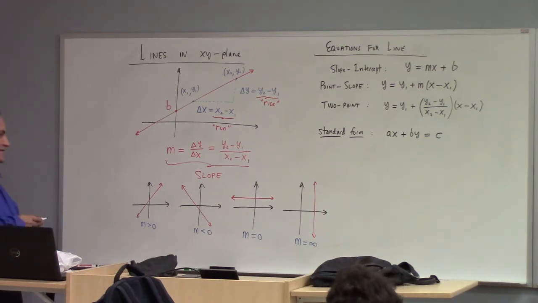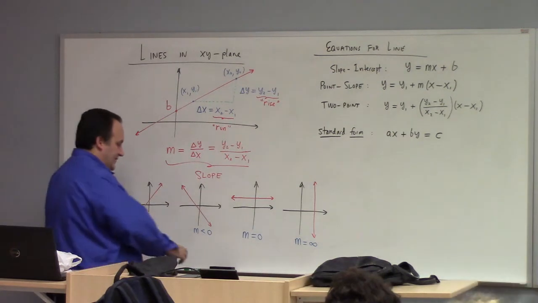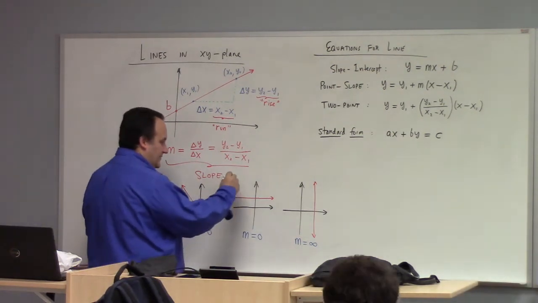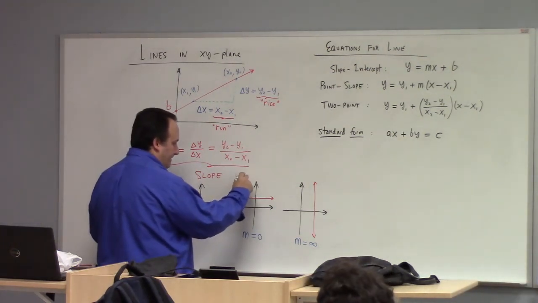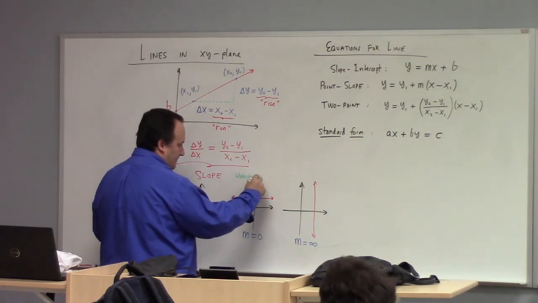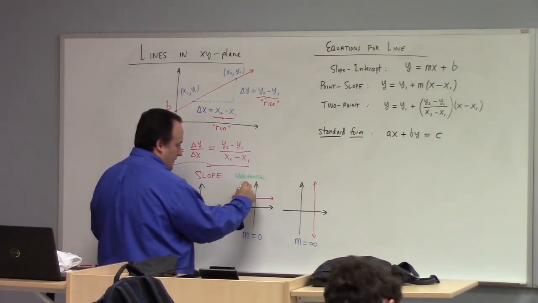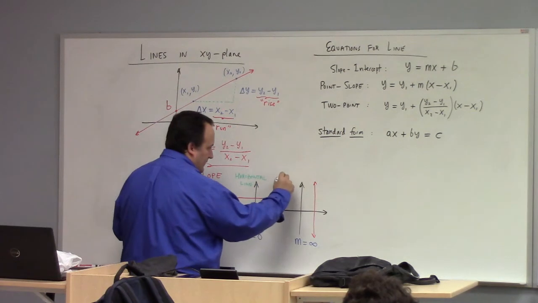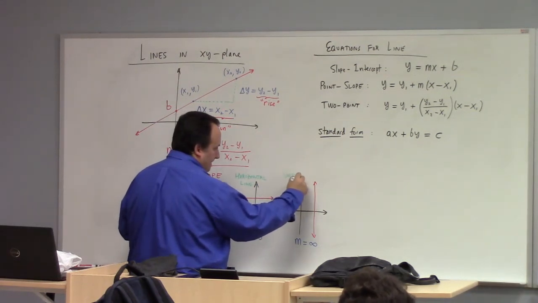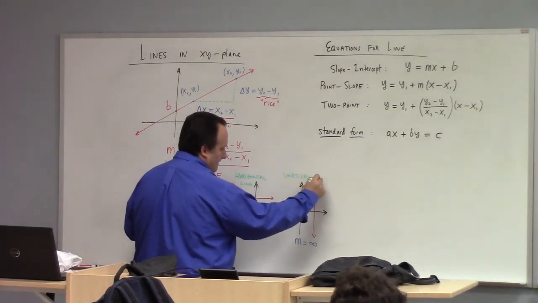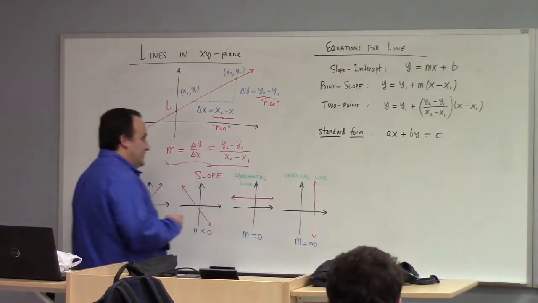So the last 2 cases, these are really special lines. They have their own names, right? This is the so-called horizontal line, right? Horizontal. And this guy is a vertical line. Vertical lines are kind of oddballs.